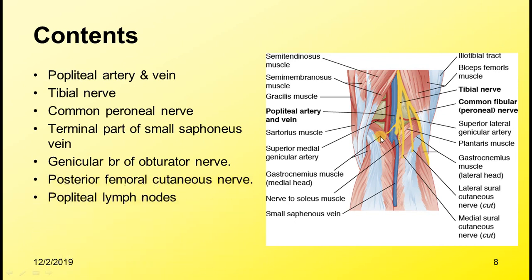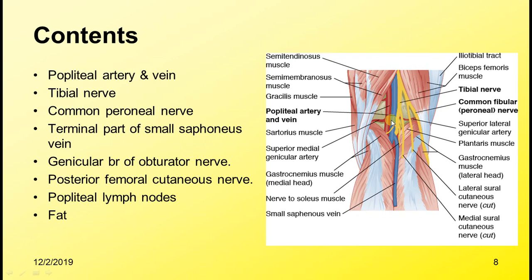Okay, you have the popliteal lymph nodes, and then you have fat. Then of course the posterior femoral cutaneous nerve. So these major contents you can see: popliteal vessels, tibial nerve, common peroneal nerve. This is very very important.